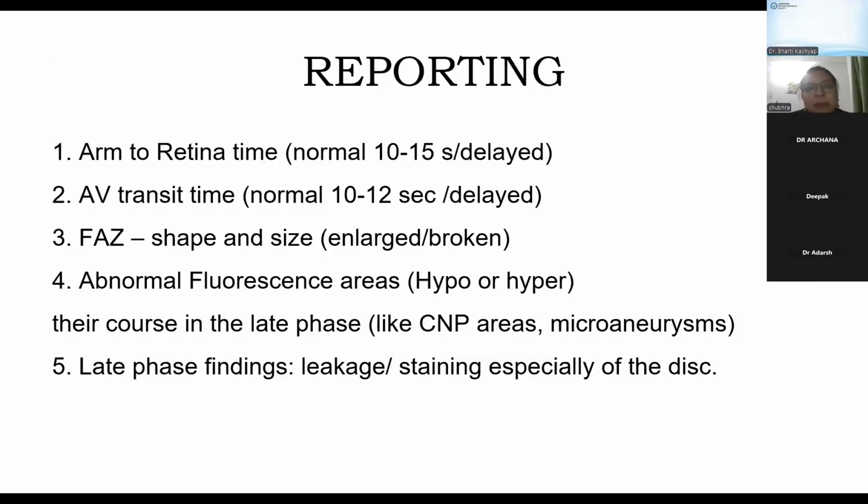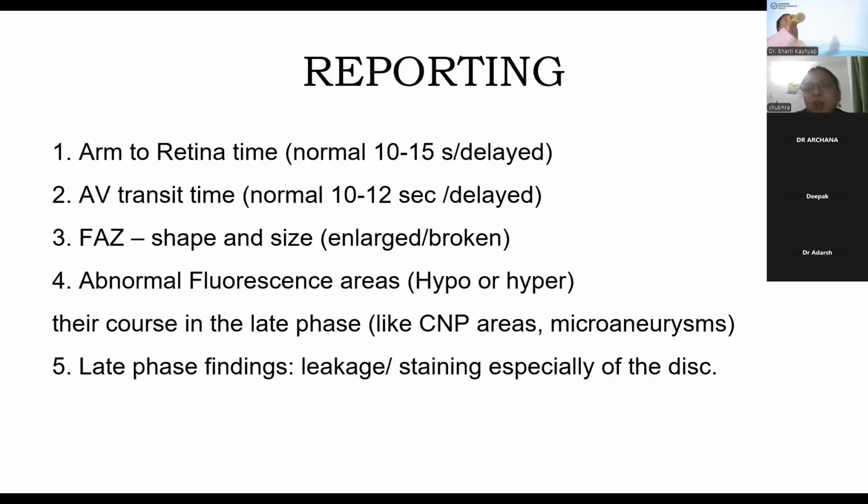Okay. So now coming to reporting, how do you report on FFA? First, you always comment about the arm to retina time. Arm to retina time signifies that there is no blockage in that arterial system that I talked about earlier. This will be helpful in cases when there is an ophthalmic artery occlusion or basically when there is an artery occlusion. So first you mention the arm to retina time. Then you mention about the phases, all the phases, the choroidal flush, the arterial phase, the AV phase, and the venous phase. Then you comment about the foveal avascular zone, whether it is normal, it has enlarged, whether there is an edema in the foveal avascular zone.